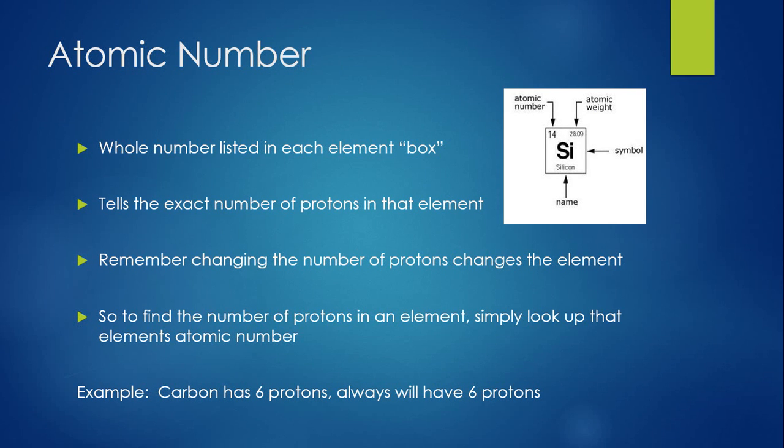Silicon will always have 14 protons. If you change it, it becomes a different element. So if you want to find the number of protons in an element, simply look up the atomic number for that element, and there you go. So carbon has 6 protons, and it'll always have 6 protons.